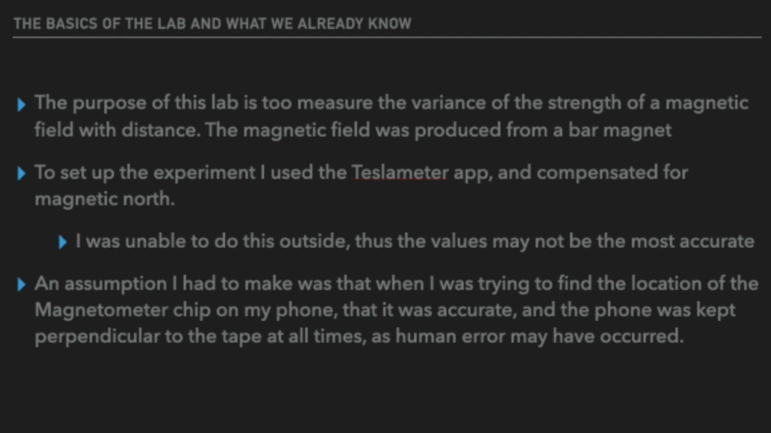One risk and assumption that I had to make was trying to find the location of the magnetometer chip on my phone. I was unable to know if this was accurate because when moving my phone perpendicular to the piece of tape, I had to assume that I actually was able to keep it perpendicular. Human error may have occurred as the phone may have tilted when I moved it up and down.